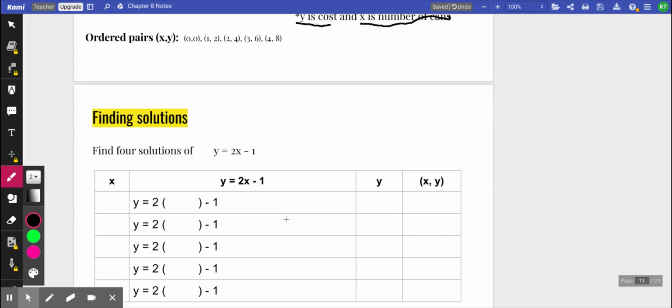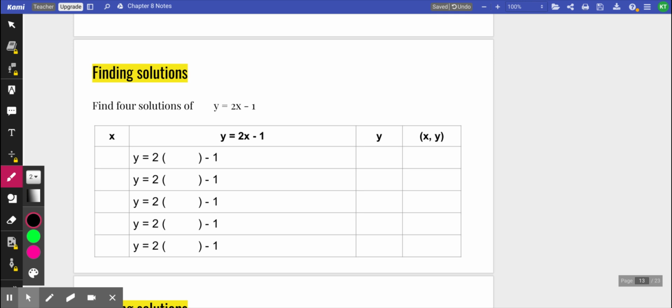All right, now finding solutions. And there's an infinite number of solutions out there, right? We're going to look at just specifically finding 4 solutions. And you can choose any value you want for x. Typically, our answer key is going to do -1, 0, 1, and 2, right? So those would be 4. I left this one blank just to show you that we can do any number if we want to.